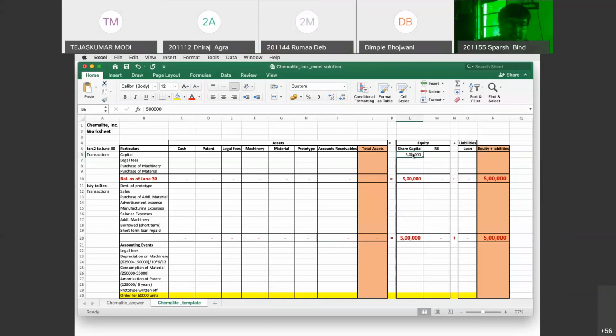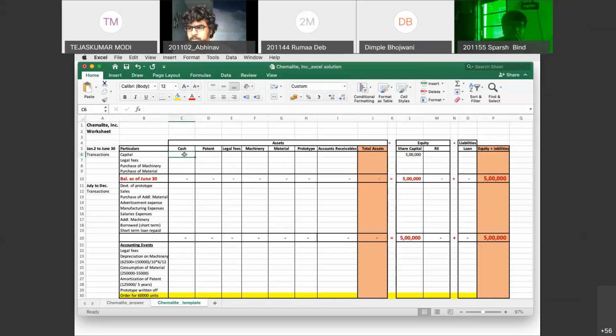Sir, we have 50,000. Sir, one is patents. So let us focus on the cash. How much cash is received? 3,75,000. So the duality is not getting completed. The duality has to be, the effect has to be on both the sides, right? Everyone agree upon this. So what is the second part? The patents. So patents worth rupees 1,25,000.